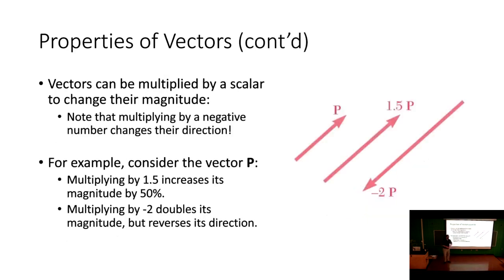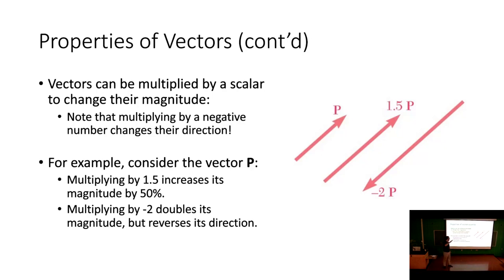Okay. So let's talk about what scalars can do to vectors. If I have some vector, let's say this vector here, vector P, and I multiply it by a scalar, what it's going to do is change the magnitude of that vector. Now, it's not really going to change the direction unless you multiply it by a negative number. It will flip the direction, but it will not change its line of action or the sense of the force.